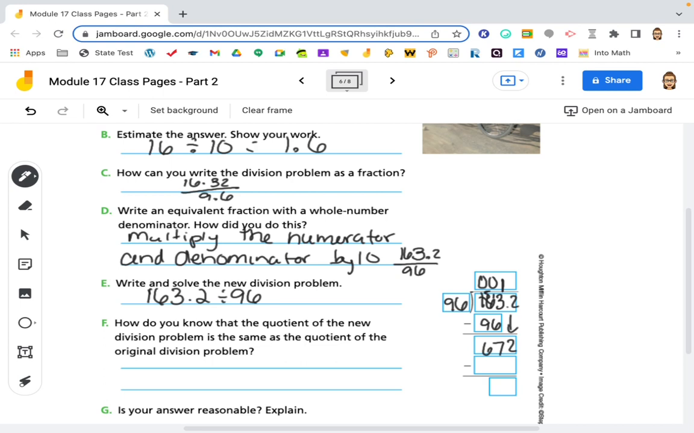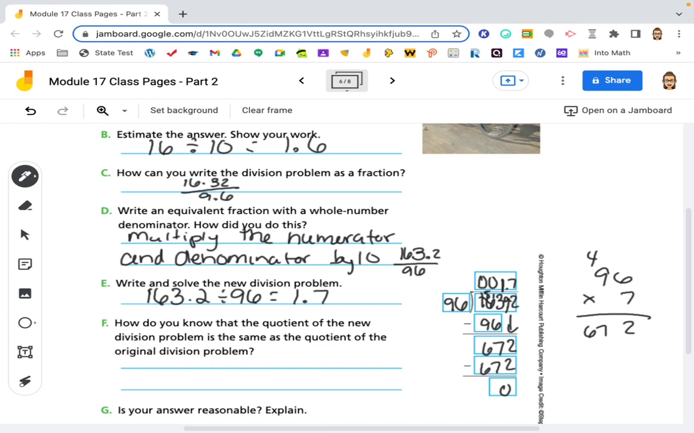We're going to say 7 times 96. 7 times 6 is 42. 9 times 7 is 63, plus the 4 would be 67. So yeah, we have 672, subtract, and we get 0. Then we bring up our decimal point. So we get 1 and 7/10.